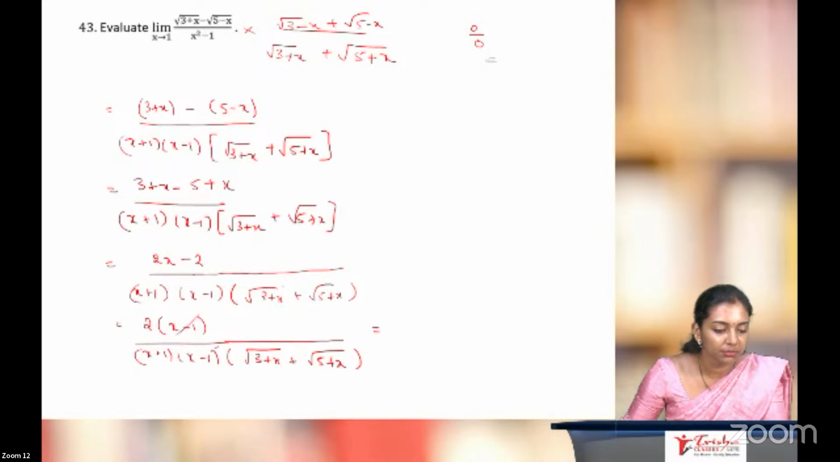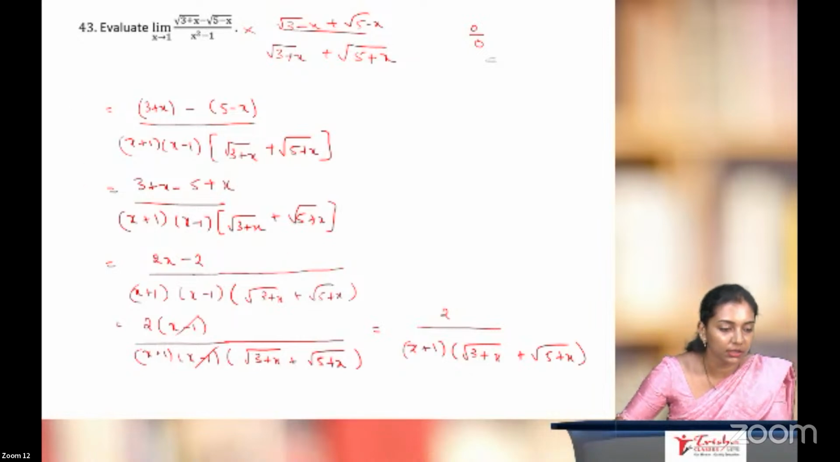So x minus 1 gets cancelled. Now we just have 2 divided by x plus 1 into root of 3 plus x plus root of 5 plus x. Dear students, do not forget to write the limit. I did it that time also, I forgot. But until you apply the limit, you need to write limit x tends to 1 each time.